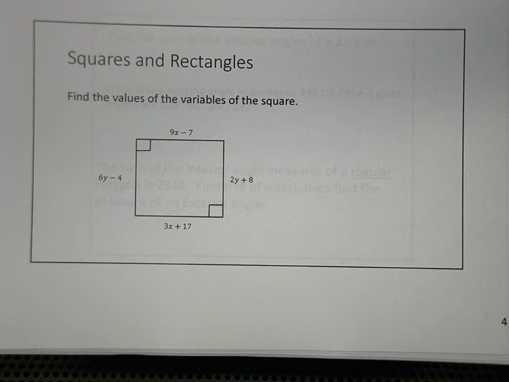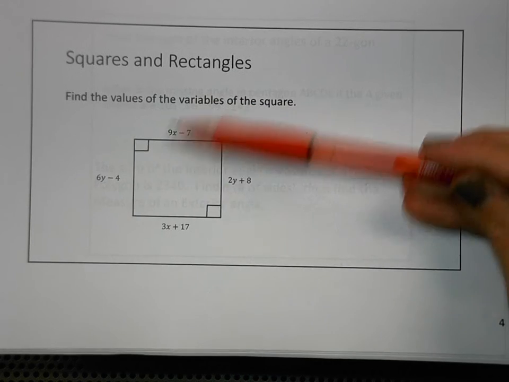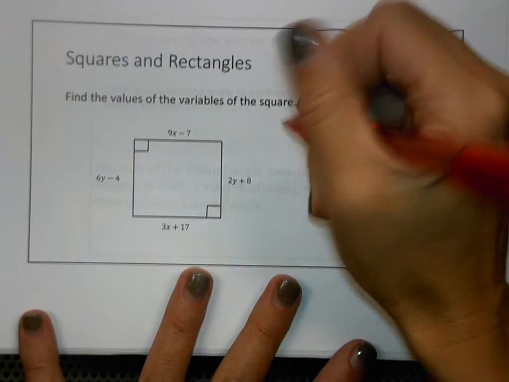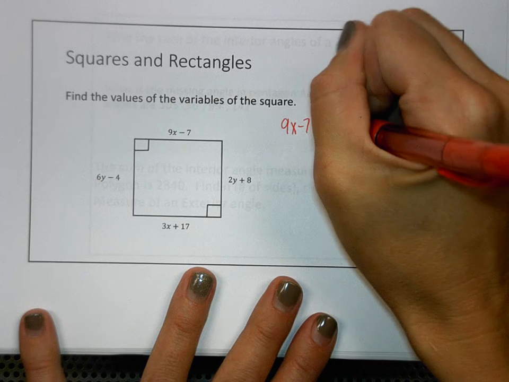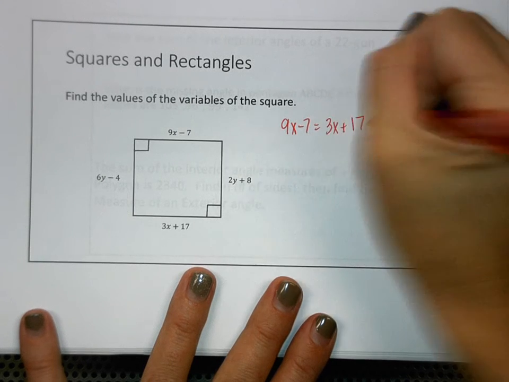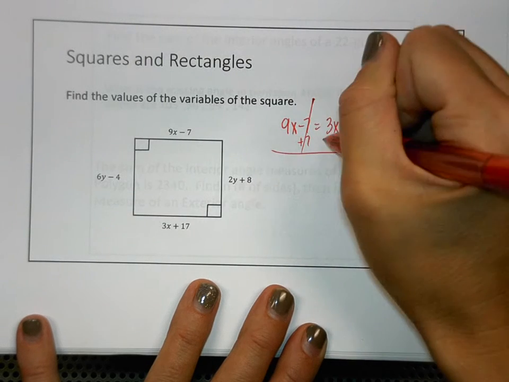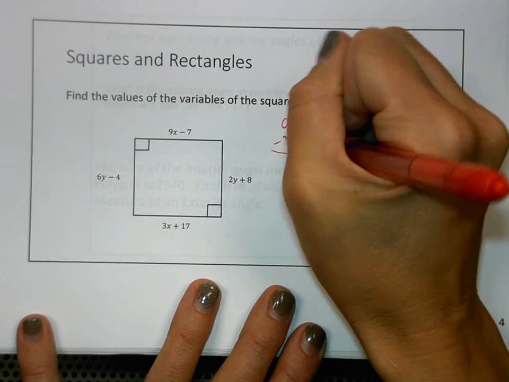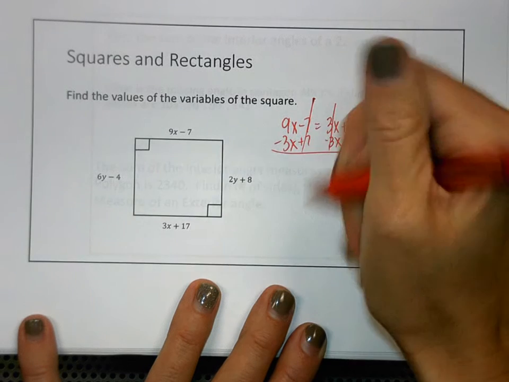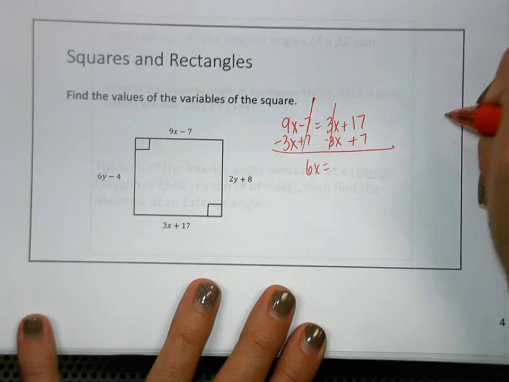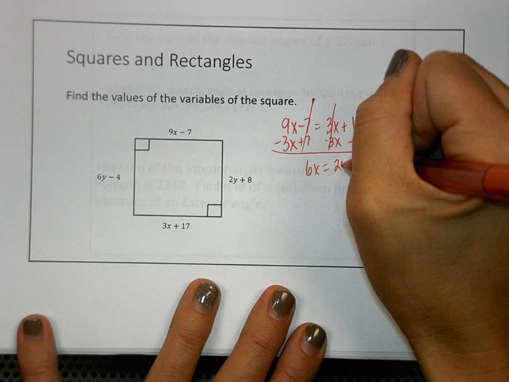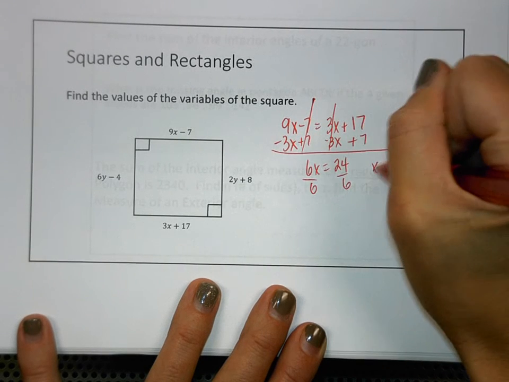Okay, it looks like most of you got both of these answers. It tells you it's a square, so we know that all sides are equal, but even if this was a rectangle, opposite sides are equal. This one's kind of nice because your x's are already lined up together. So if I solve, I'm going to add 7 to each side and also subtract 3x at the same time. We get 9 minus 3, which is 6x, and 17 plus 7 is 24. We divide by 6 and get x equals 4.